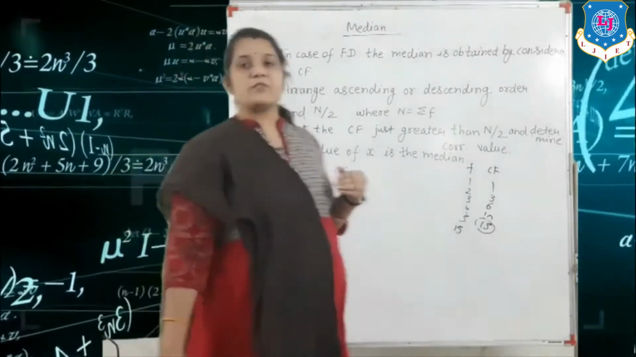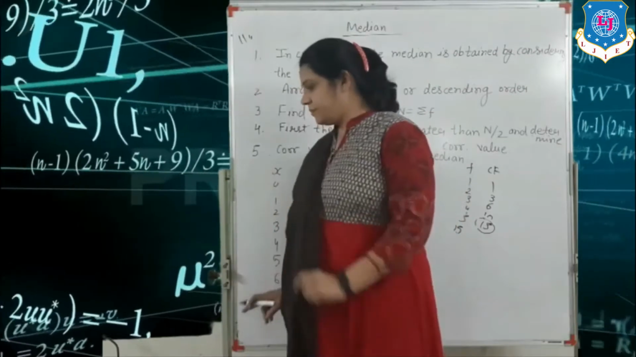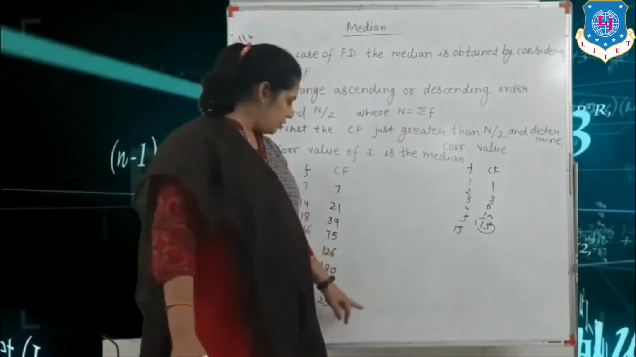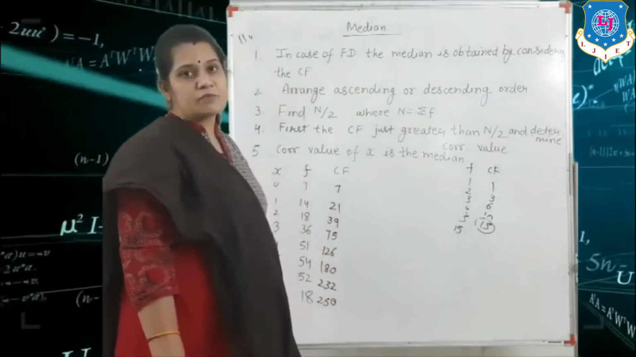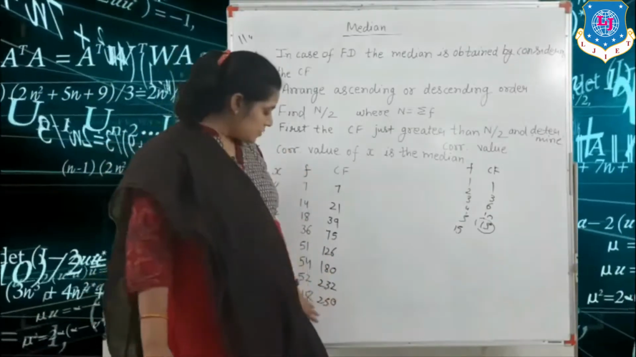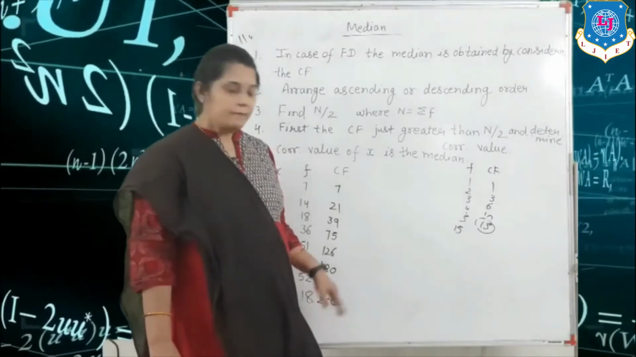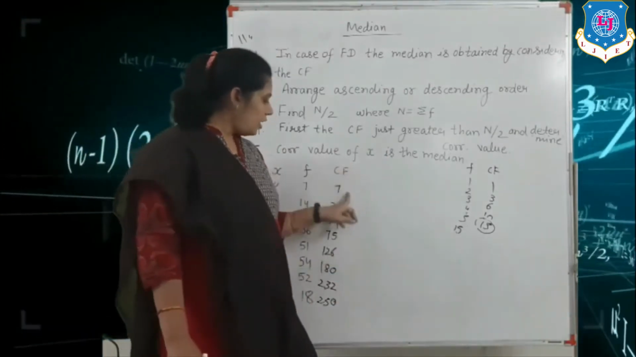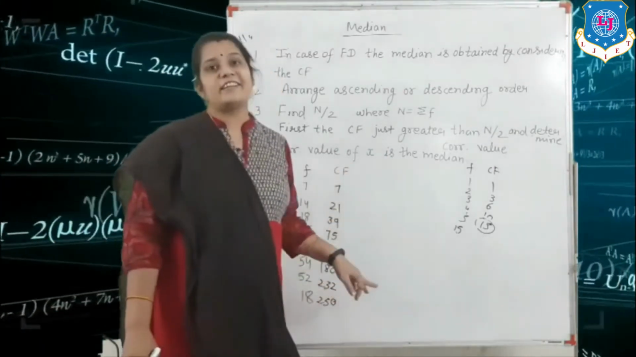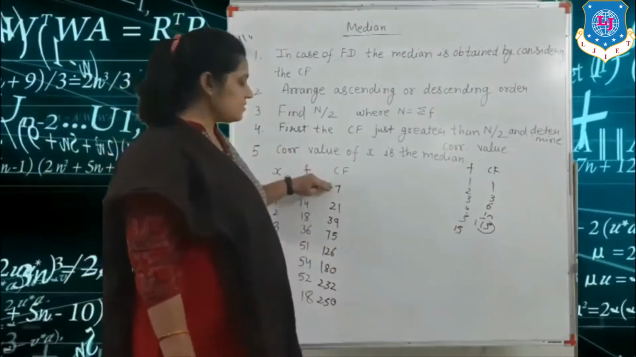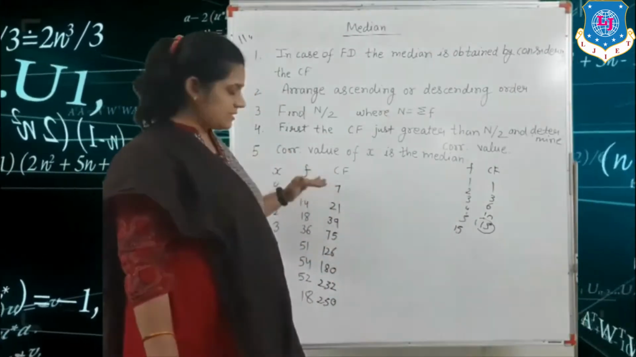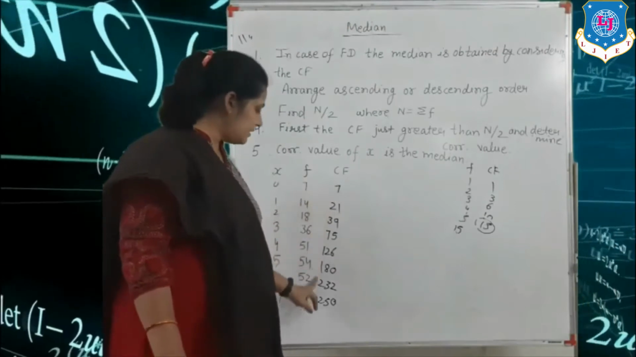Okay, so first we find the CF column. After finding the CF column, your summation F is what? That means capital N. So always capital N is the last value of the CF. And you see here all the values are given in ascending order. That means the first is the lowest value, after that just greater values. So this is the ascending order.